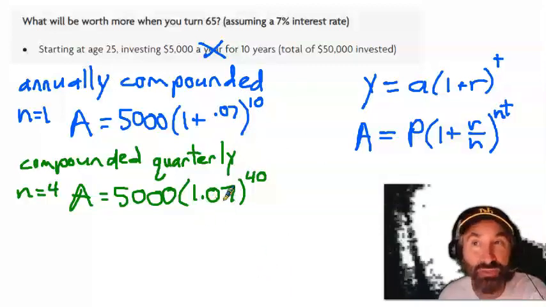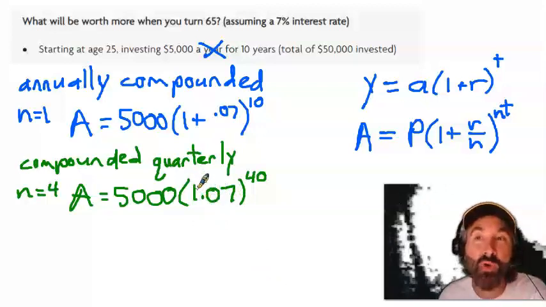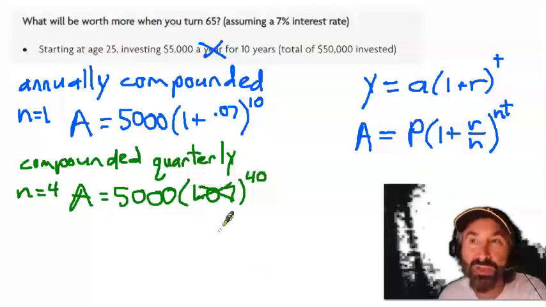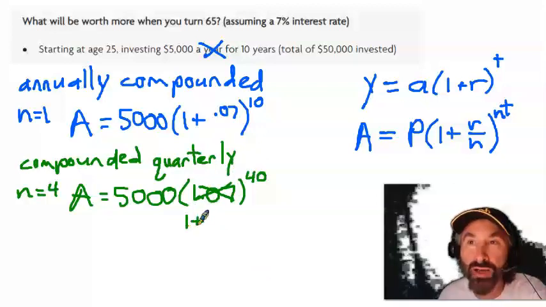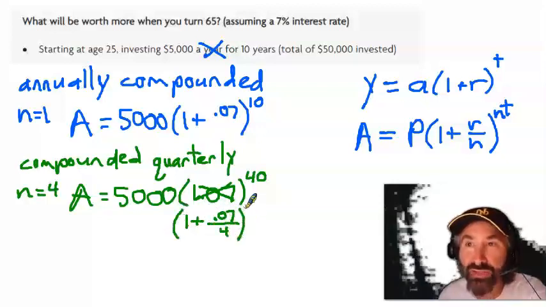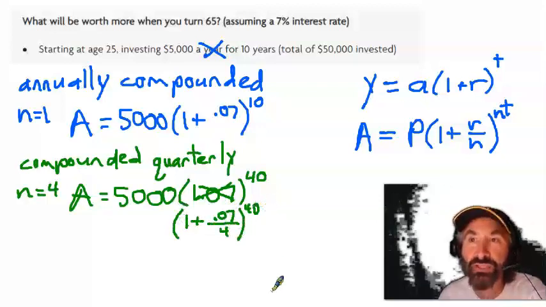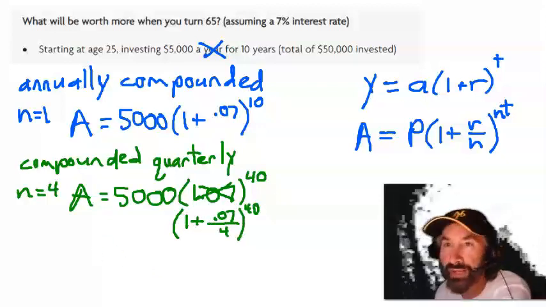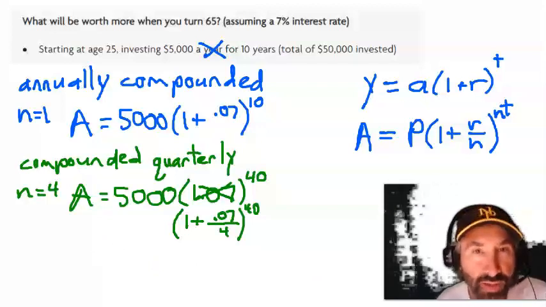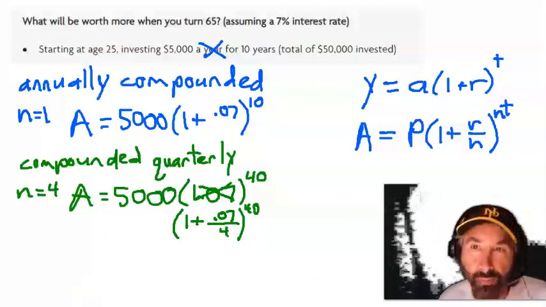I can't do 1 plus 0.07. It's got to be 1 plus 0.07 divided by 4, so let's fix this. It's going to be 1 plus 0.07 divided by 4, whatever that is, and we'll raise that to the power of 40. Okay, so let's go ahead and you try to do the math on your calculator. I'll try to do the math. Pause the video. Let's see if we agree.